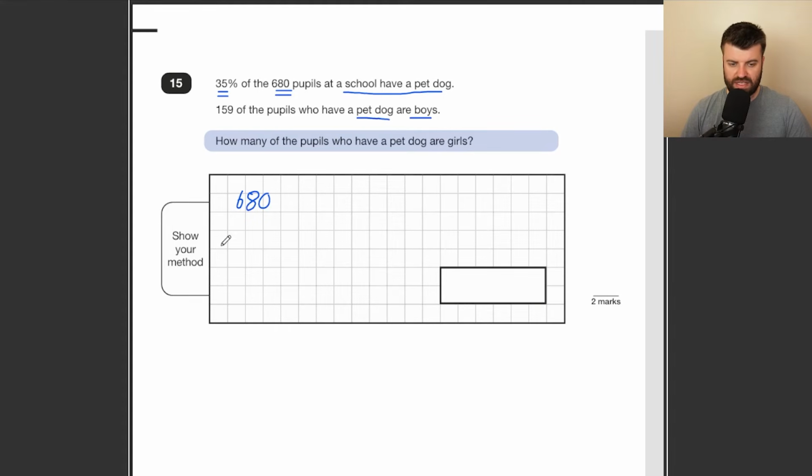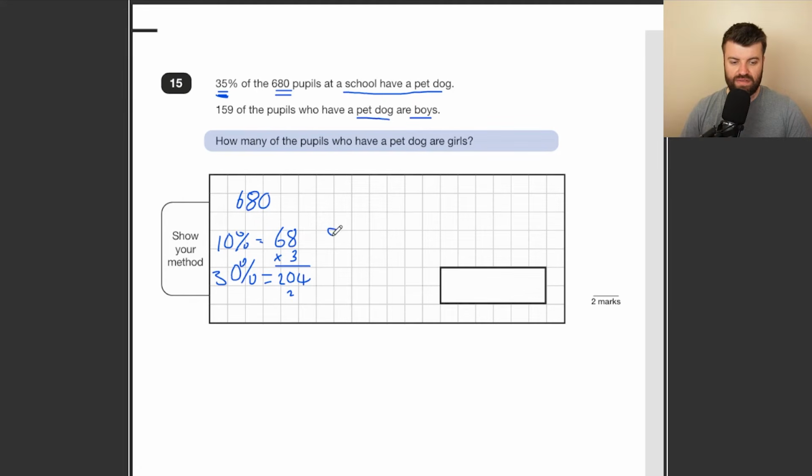So to work out 35%, I'm going to work out 10%, which I just divide by 10. So 10% is 68 pupils. And then 30% is 3 lots of that. We can do 68 multiplied by 3. If you know times tables, this is so easy. 3 times 8 is 24. 3 times 6 is 18, plus the 2 is 20. So 204 is 30%, but it's 35%.